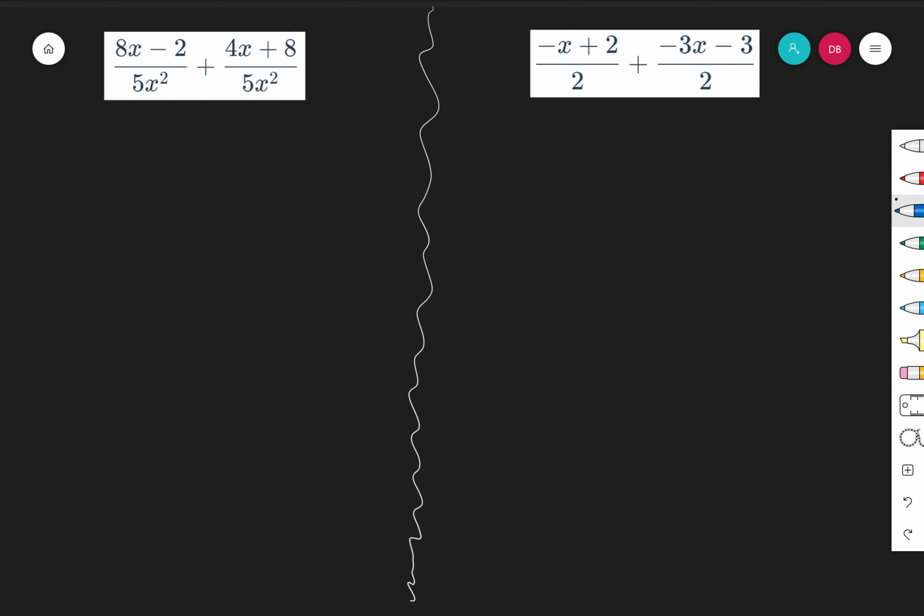So when we add and subtract fractions and we have a common denominator, it's pretty simple. We just add or subtract the tops. That's the case for both of these problems. They both have common denominators. When I say that, I mean that this 5x squared and this 5x squared are the same.